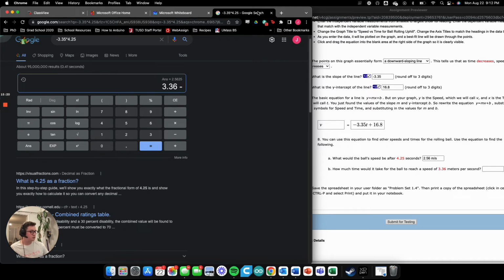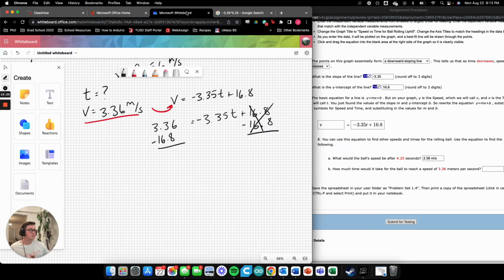Okay. 3.36 minus 16.8, negative 13.44. 3.35 t. I just brought this down here. Okay, now we need to get t by itself. Well, t is being multiplied, so we gotta do the inverse function. Inverse of that would be division. Oh, that's a negative. Do that on both sides. Okay, these cancel out. T comes down by itself.